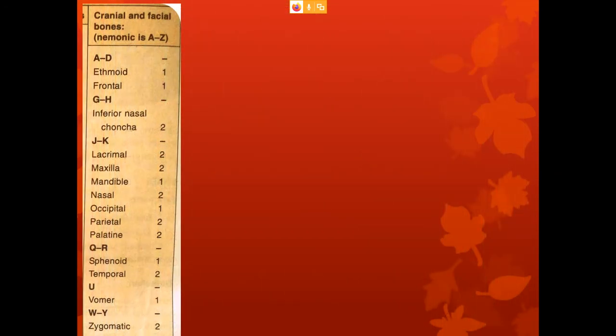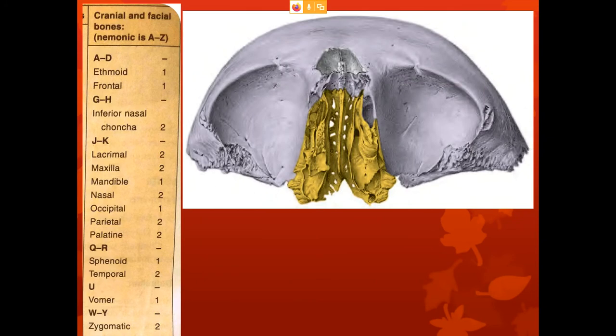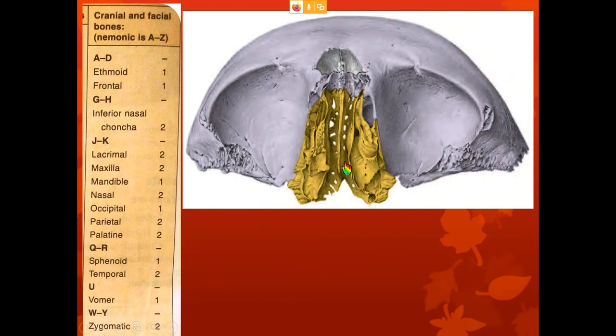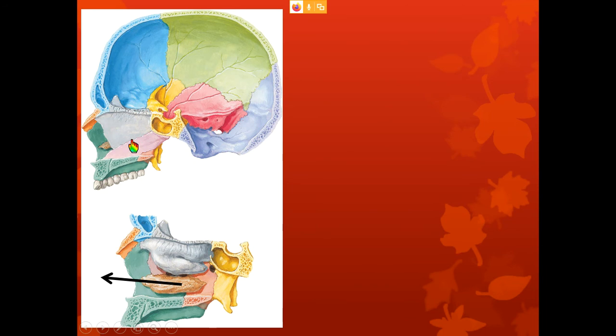These are the names of the bones of the cranium: one ethmoid, one frontal, and two inferior nasal conchae. Just take the numbers. I will show all the bones in the next class, in the next slides. Let me show you the ethmoid bone, which we can identify under the frontal bone, exactly at the midline. Here you can identify the frontal bone. Then other bones: this is the vomer, which we can identify over here.